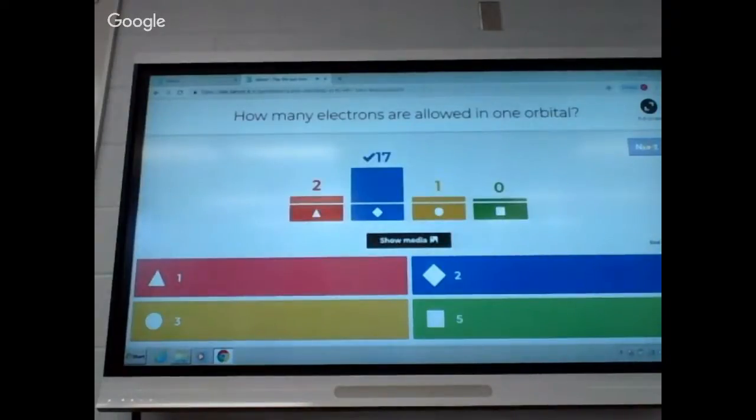How many electrons are allowed in an orbital? 2. That's going to be important today when we get down there at number 4 on our agenda.